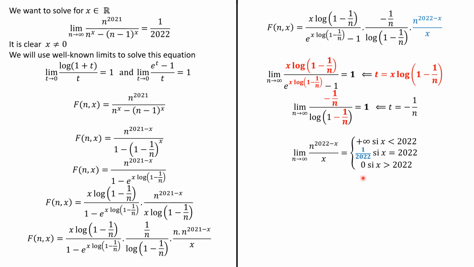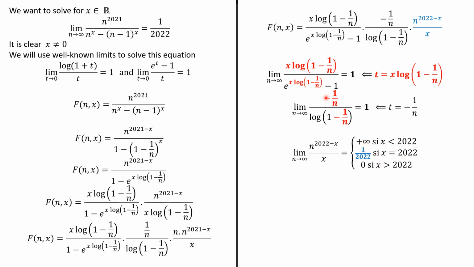Well, now this limit is going to be plus infinity if x is less than or equal to 2022, because this exponent is going to be positive and this is going to infinity. But when x is greater than 2022, this is negative and the limit is going to 0. So actually it is 0 over x, which is still 0. But for x equals 2022, this is 0. So we have 1 over x, which is 1 over 2022, because x is 2022.